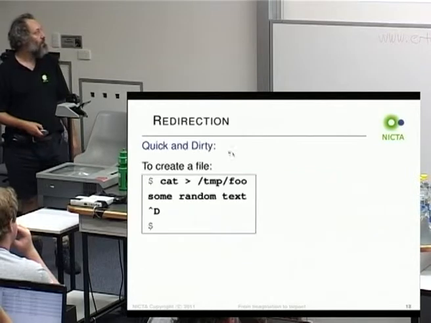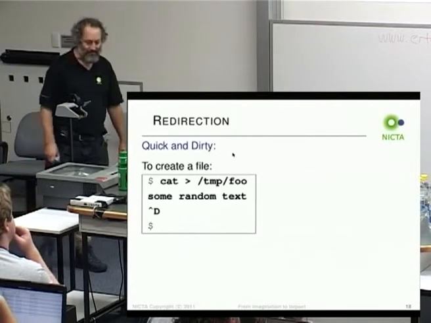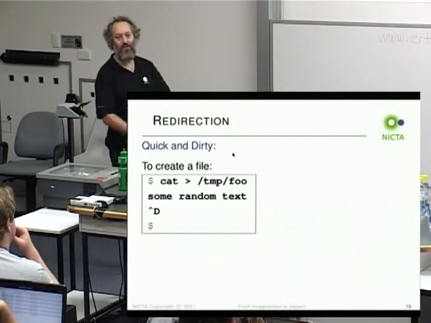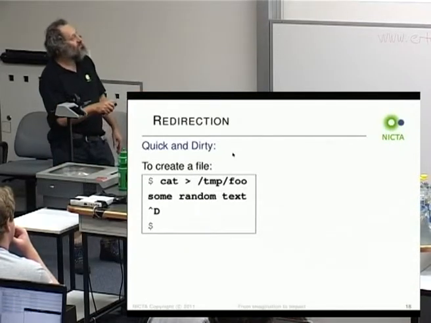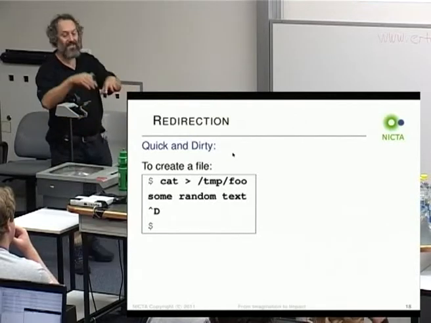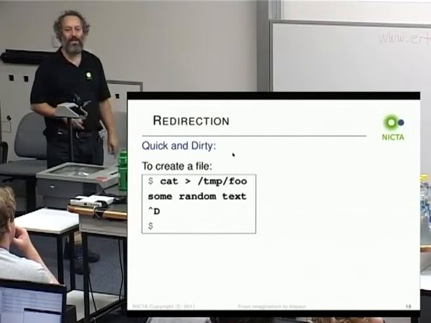Okay, some quick and dirties. If you're a good typist and you don't want to fire up the editor, and you want to create a file, just do cat > /tmp/foo and then start typing, and end with Control-D at the beginning of the line.